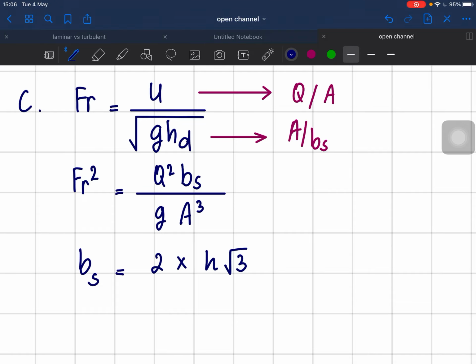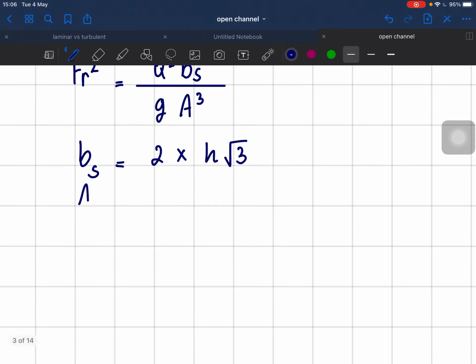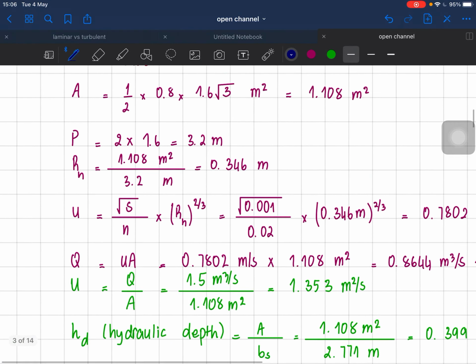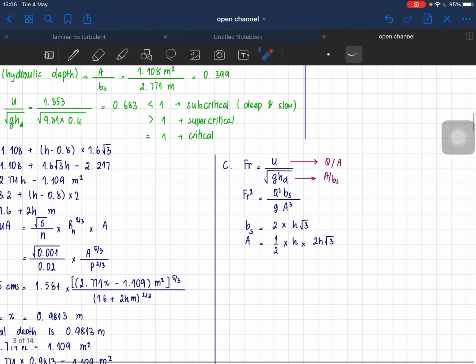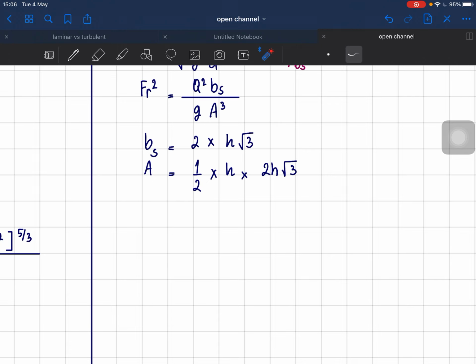We only know that the critical depth is inside the v, right? So we don't know what else is going to happen next. Okay, so a here is equal to 1 over 2 times h times the base, and we don't know the base, right? We know that the critical depth here is somewhere in here, or here, or here, but we know that it's not right here, right? So then we can continue our calculation down here.